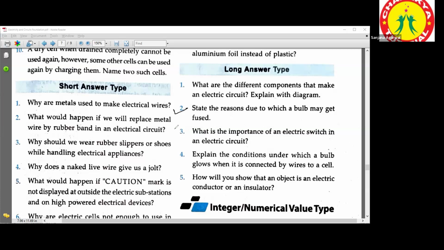Third. Ma'am, do we type in the chat or do we say it orally? Chat.